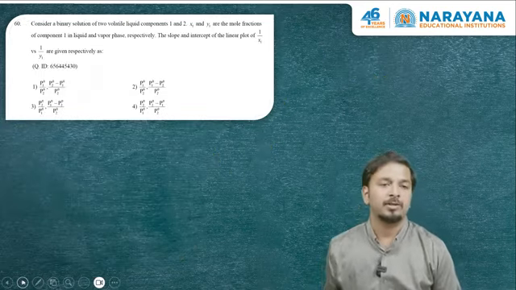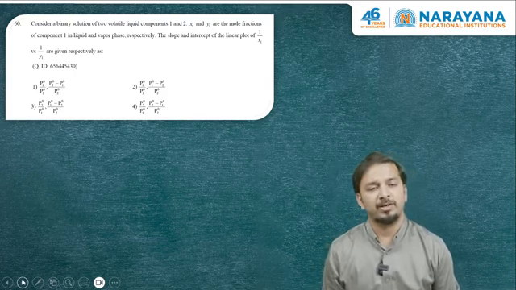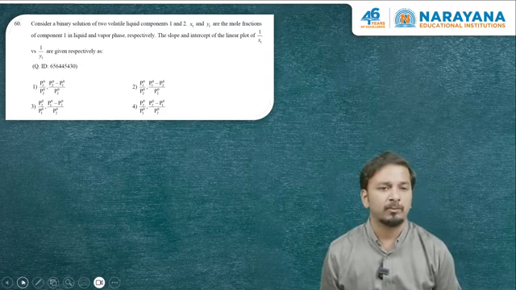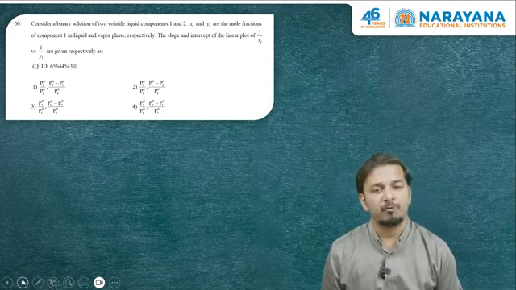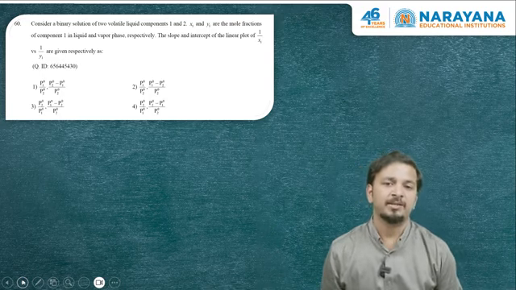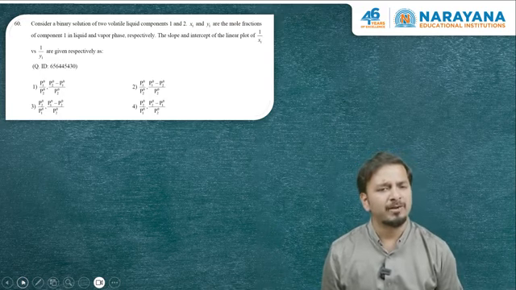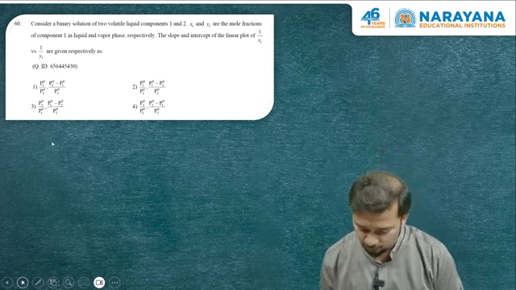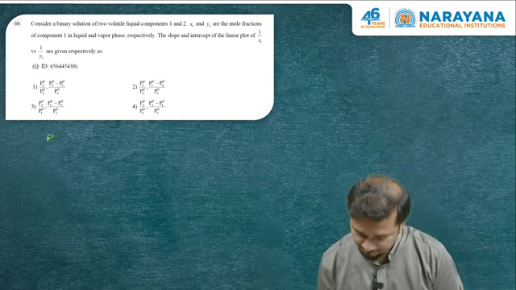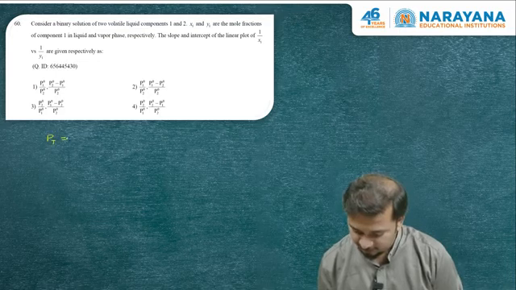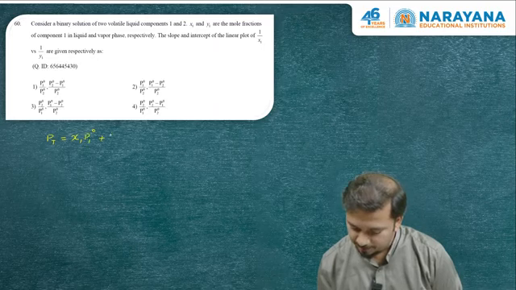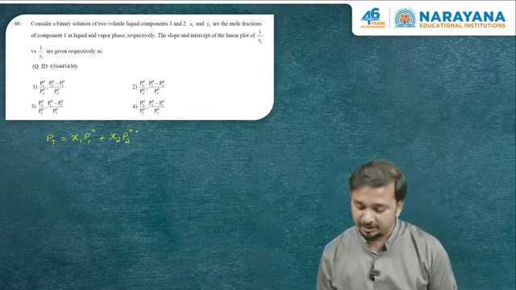Moving to next question. They are saying question number 60, consider a binary solution of 2 volatile liquid components 1 and 2. X1 and Y1 are the mole fraction of component 1 in liquid and vapor phase respectively. The slope and intercept of the linear plot of 1 upon X1 versus 1 upon Y1 are given respectively as. Okay, so we know that PT is equal to, according to Raoult's law, X1 into P1 naught plus X2 into P2 naught, or Chi1 P1 naught plus Chi2 P2 naught.